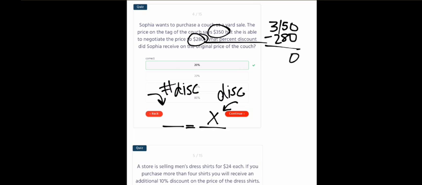It's the same thing. 0 minus 0 is 0. This becomes 15. This becomes 2. 15 minus 8 is 7. 2 minus 2 is 0. So 70. That is Sophia's discount.